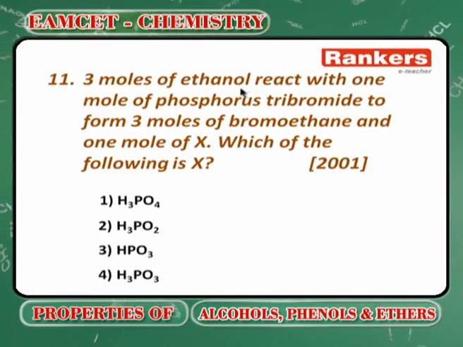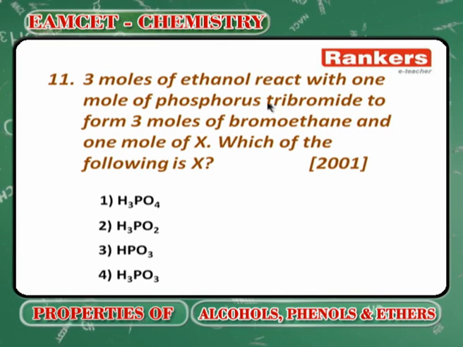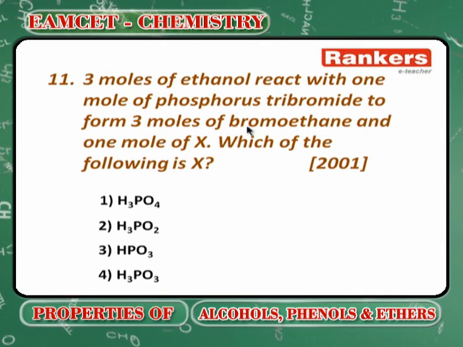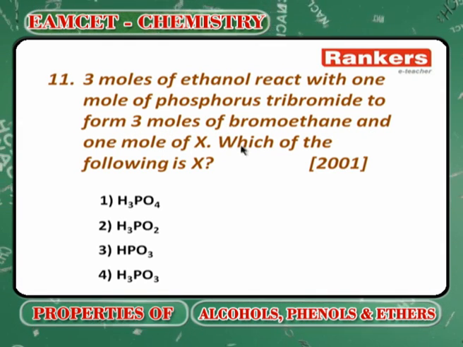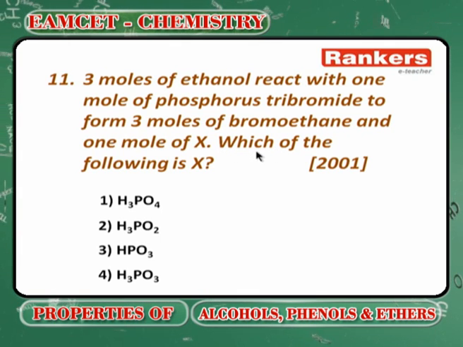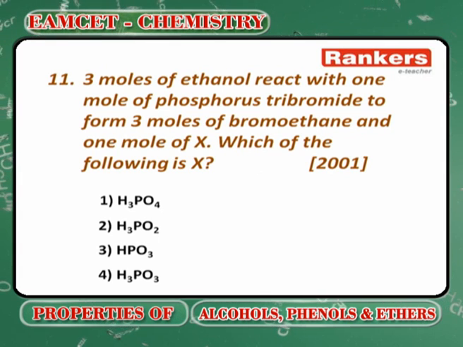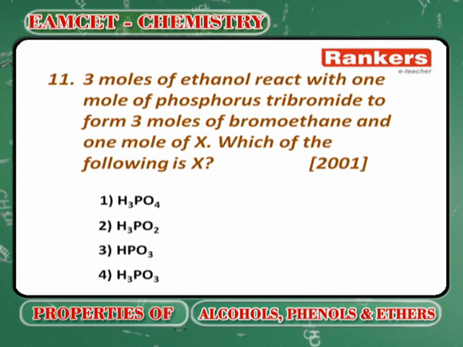3 moles of ethanol react with 1 mole of phosphorus tribromide, PBr3, and 3 moles of bromoethane are subsequently formed, along with 1 mole of X, which is the byproduct here. After the reaction, what happens? When PBr3 is treated with ROH, what happens?